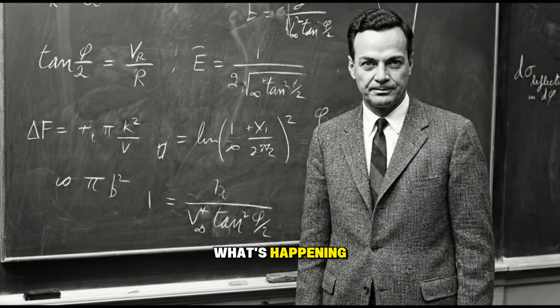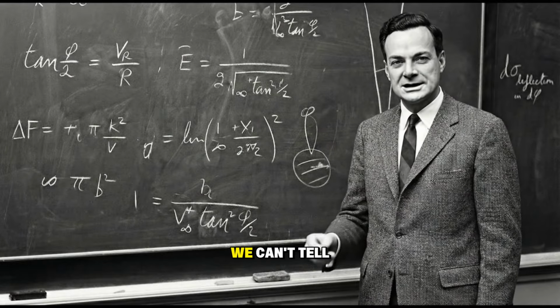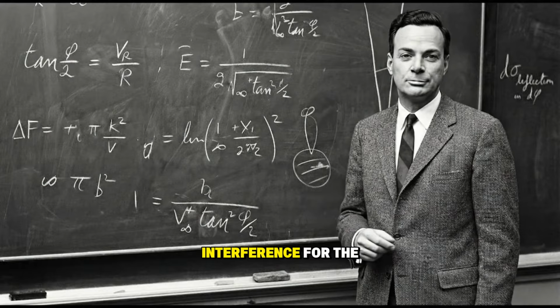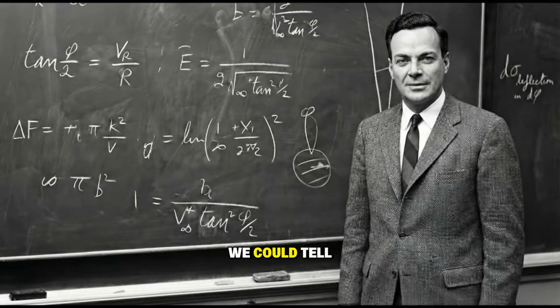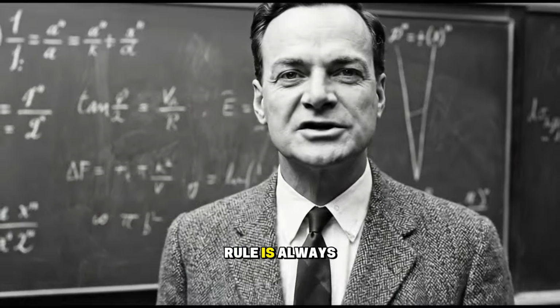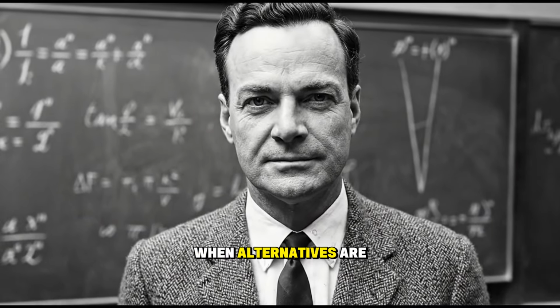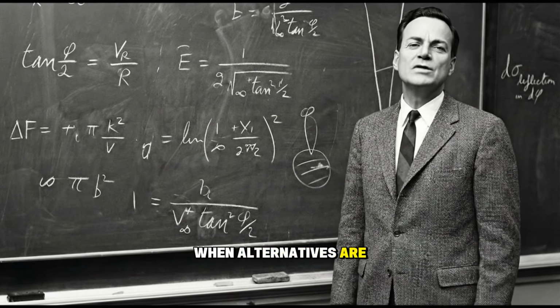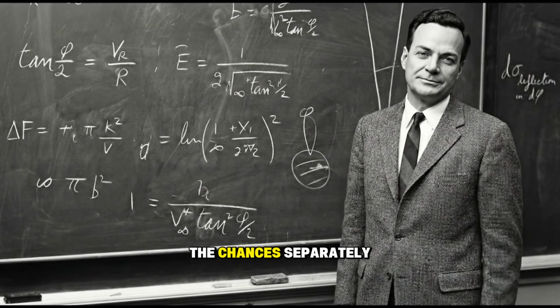You see what's happening? For the no-flip scattering, we can't tell which nucleus was involved, so we get interference. For the spin-flip scattering, we could tell which nucleus was involved. No interference. The rule is always the same. When alternatives are indistinguishable, you put the arrows together. When alternatives are distinguishable, you just count the chances separately.